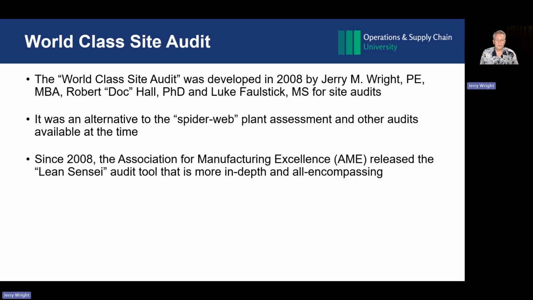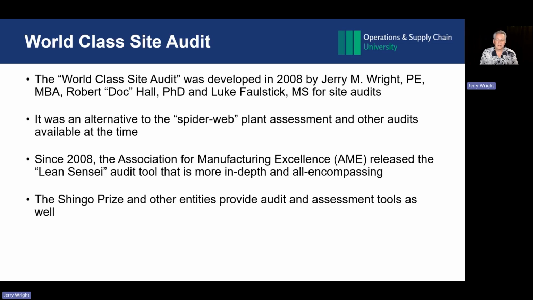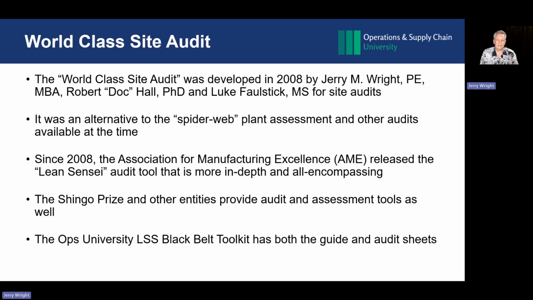Since 2008, the Association for Manufacturing Excellence, or AME, has released the Lean Sensei audit tool, and it is more in-depth and all-encompassing, and I'll refer to that at the end of this lesson. The Shingo Prize and other entities provide audit and assessment tools as well, so there's a lot of options out there. Now, the Ops University Lean Six Sigma Black Belt Toolkit has both the guide and audit sheets we're going to cover right now. This is going to help you do an audit of a site in a quick fashion.